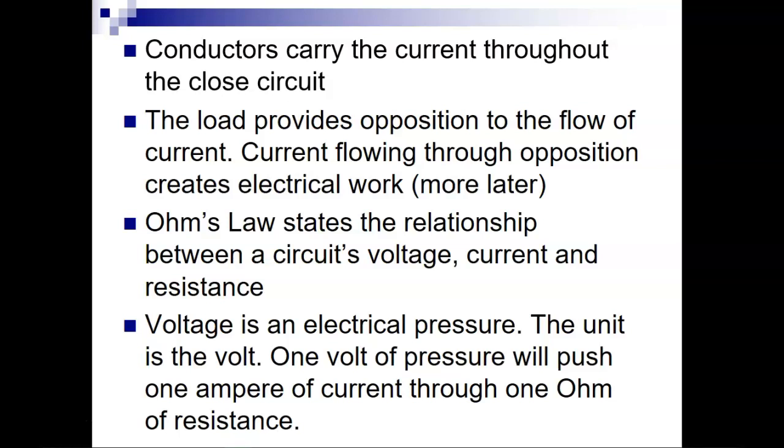Ohm's law states the relationship between a circuit's voltage, current, and resistance. The voltage is an electrical pressure. The unit is the volt. 1 volt of pressure will push 1 ampere of current through 1 ohm of resistance.